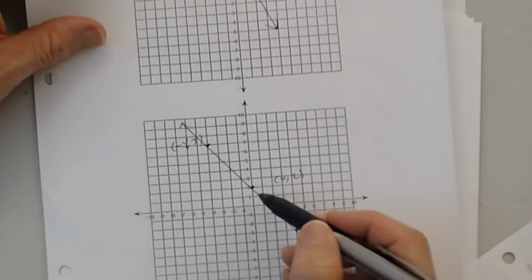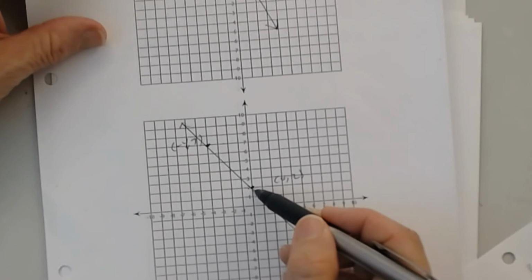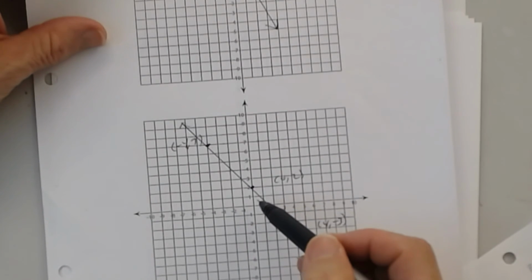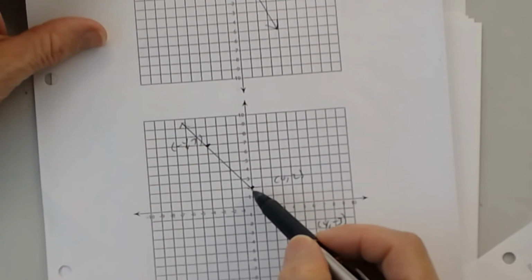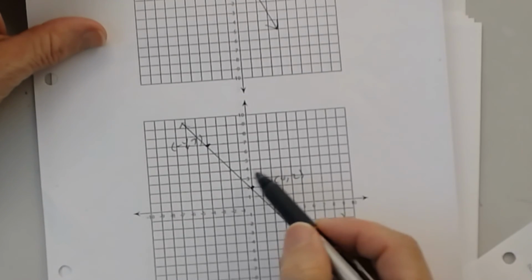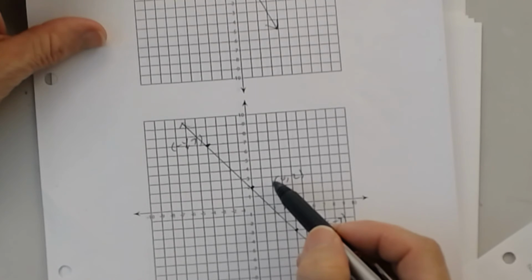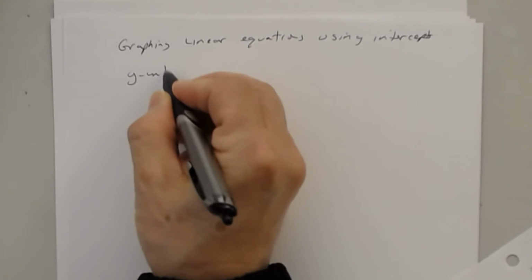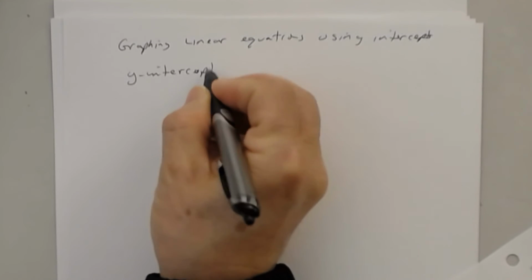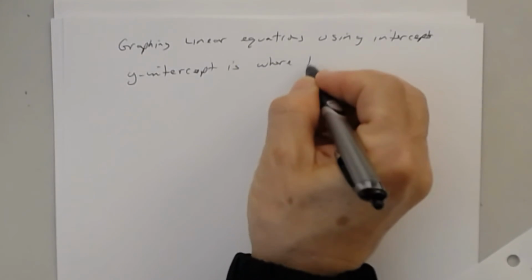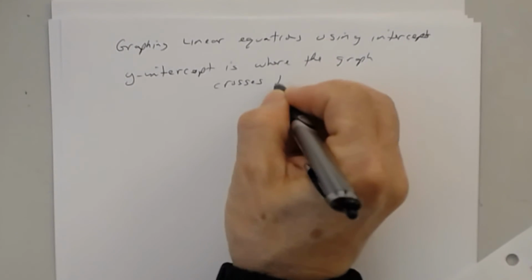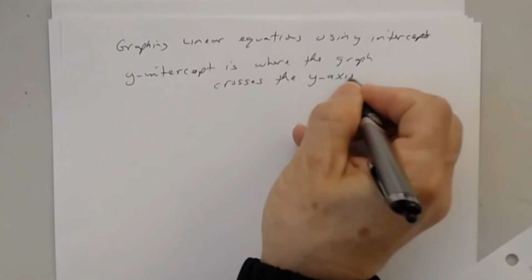Now, if I go back and talk about this line right here, you see where I have this 0, 2 right here? What do you notice about that line? That line crosses the y-axis at this point, right? So that point is called a y-intercept. The y-intercept is where the graph crosses the y-axis.